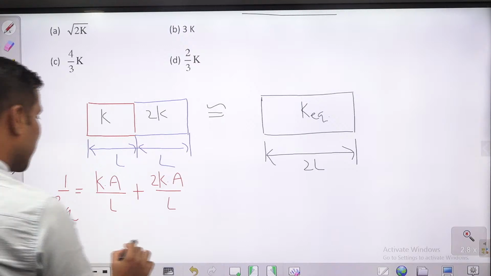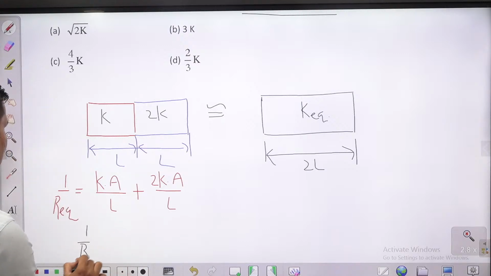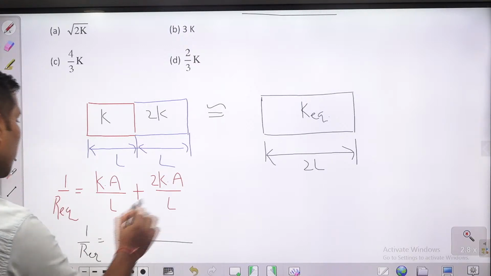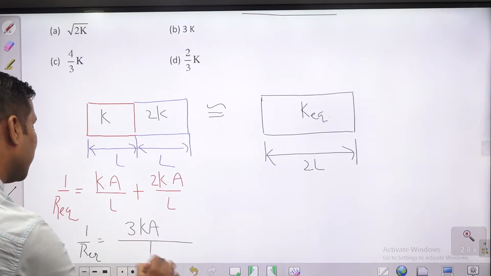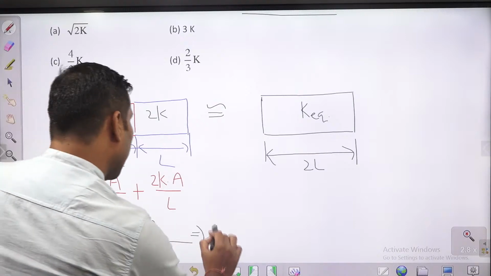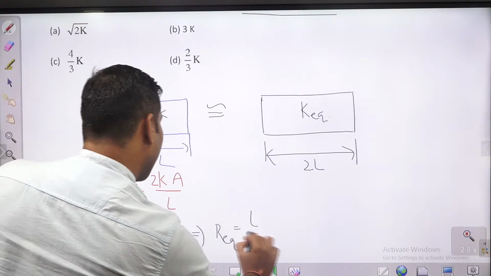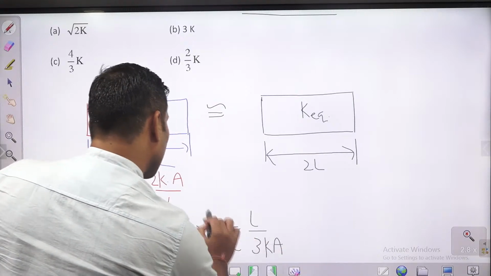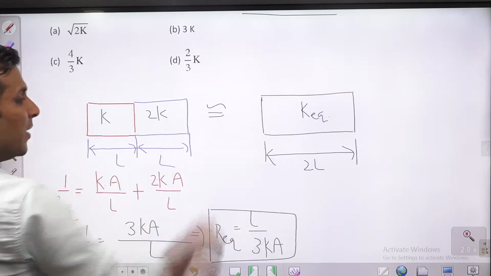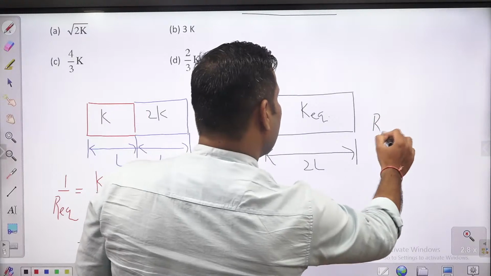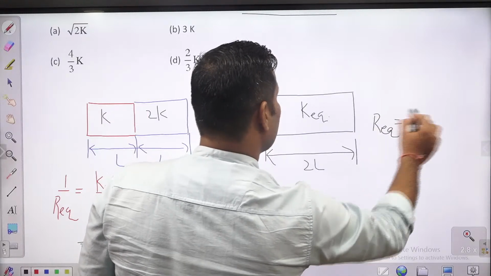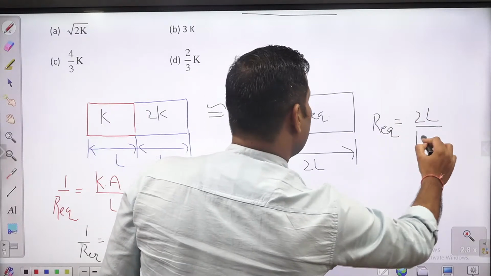Solving this, what will you get? Taking the LCM, 1 by R equivalent equals 3Ka by L. Yes or no? So R equivalent will be L by 3Ka. So this is R equivalent here. What is R equivalent here? Here the resistance equivalent is nothing but 2L by K equivalent into A.